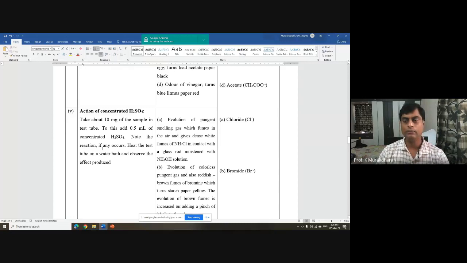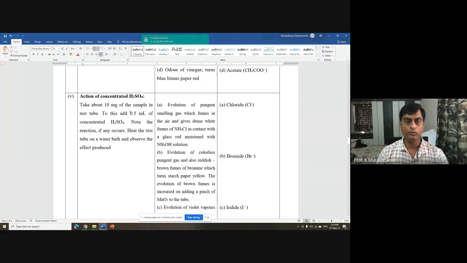Okay, so same thing, you have to take a small quantity, around 10 milligram, and concentrated sulfuric acid is added. When you add concentrated sulfuric acid, you get a pungent smelling gas with fumes in the air, and it gives dense white fumes of ammonium chloride in contact with a glass rod moistened with ammonium hydroxide solution. How is this done? The ammonium hydroxide solution will be kept somewhere. You take a glass rod, dip it in the ammonium hydroxide solution, and show that glass rod to the gas from the test tube where you are doing the experiment.